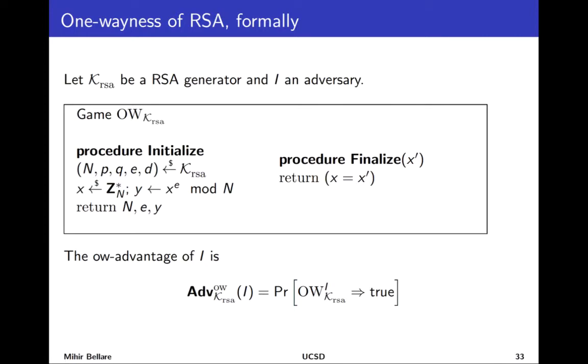Eventually it outputs some x prime, finalize takes that, and sees if it got it right. Is x prime equal to x? If so, it returns true, otherwise it returns false. So the adversary may or may not win this game. If you run an adversary, we can call it I for inverter, with this game, and if it returns true, then it wins the game, and that has some probability of happening, and that probability is the advantage of this adversary. OW, for one-way, is the name of the metric. Here the object whose security we are measuring is the generator, and I is the adversary.